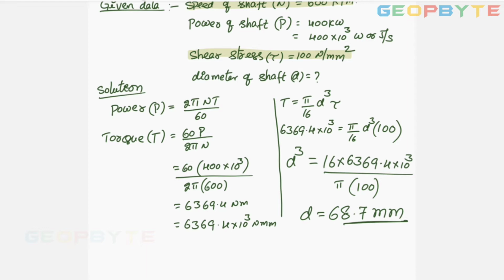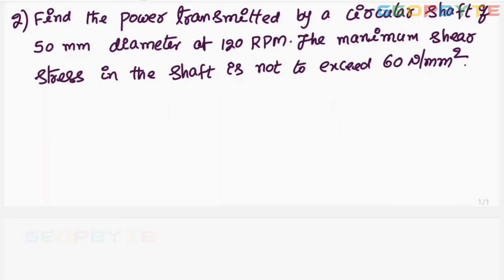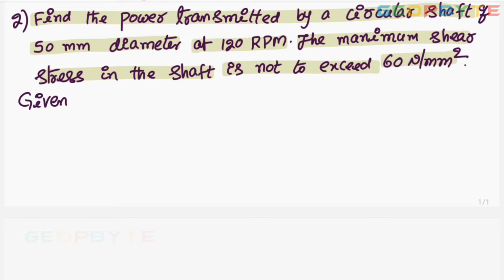Let us go for another problem. Look at the second problem. Find the power transmitted by a circular shaft of 50 mm diameter, at 120 rpm. The maximum shear stress in the shaft is not to exceed 60 Newton per mm square. Shear stress is also given. Let us write the given data.